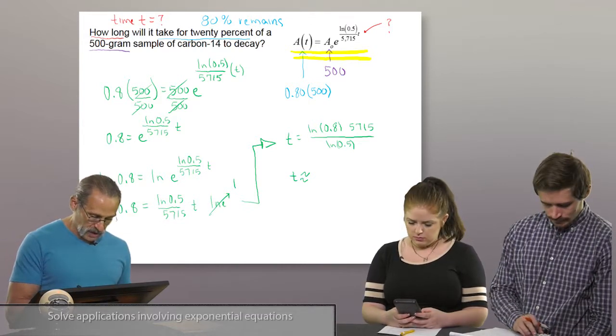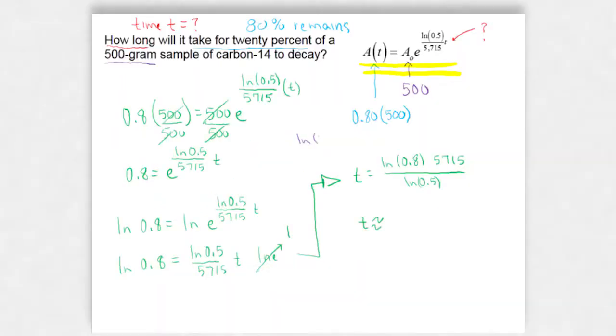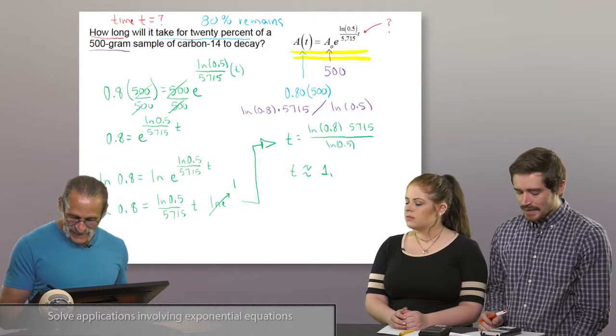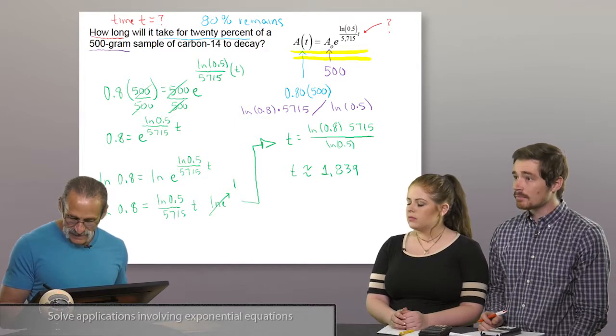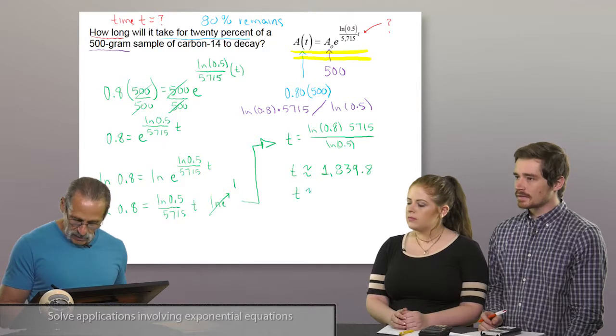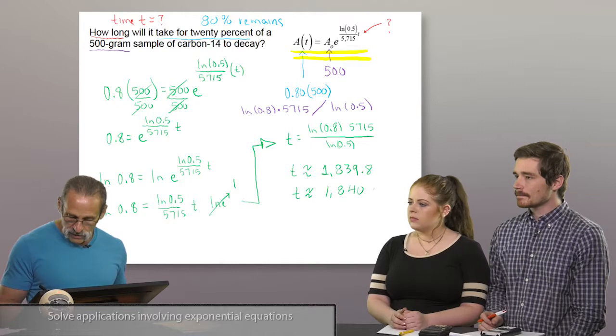If you're entering it into your calculator, you would enter the natural log of 0.8, multiply by 5,715, and then divide by the natural log of 0.5. That's what these students are presumably doing. So what'd you get again? I got 1,839.82. Very, very good. So to the nearest year, that would be 1,840 years. Very good.